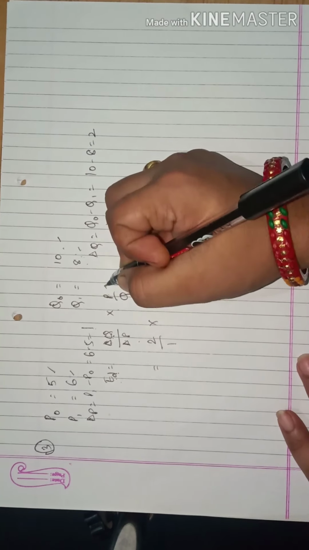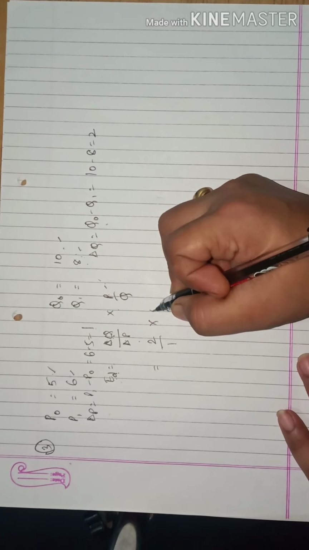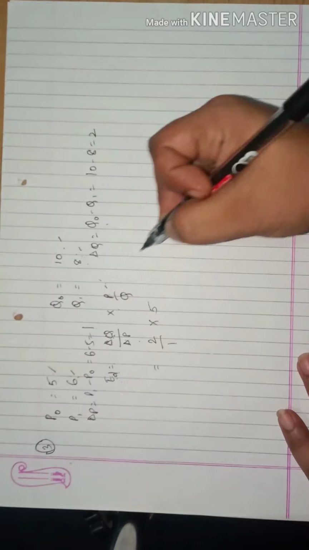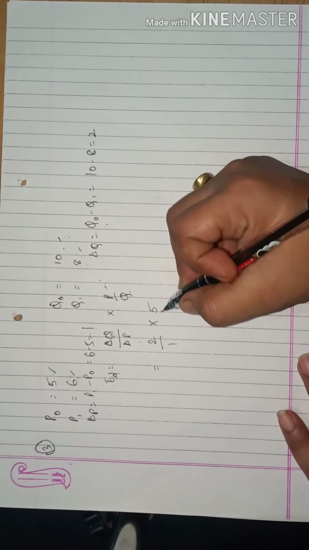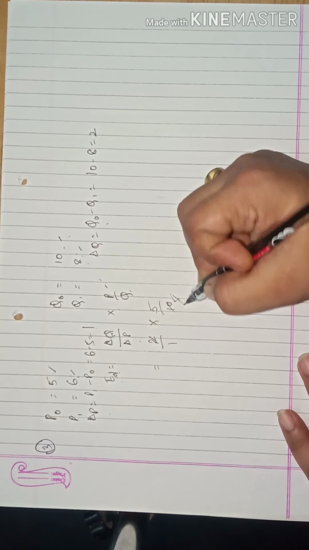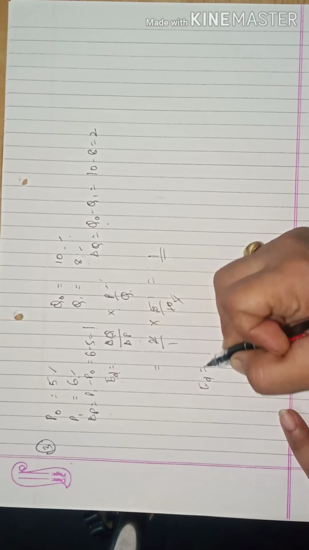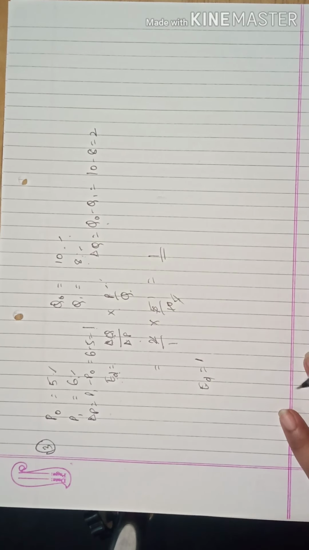What is my initial price? 5. P stands for initial price. And what is my initial quantity? That is 10. So 2 fives are 10, 5 ones are 5, this will give me 1. So what is my elasticity of demand? Elasticity of demand is equal to 1.